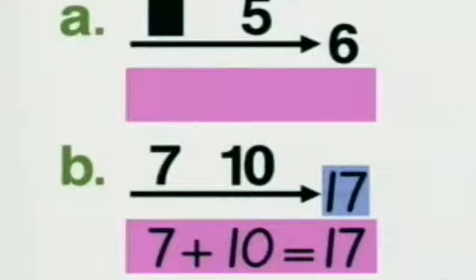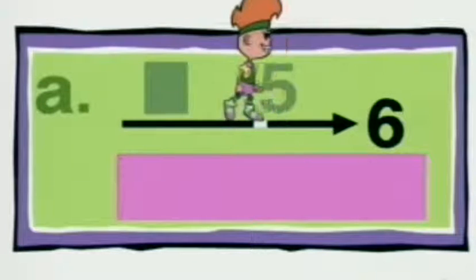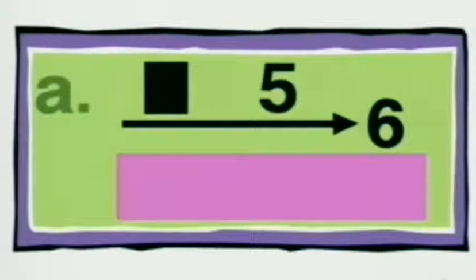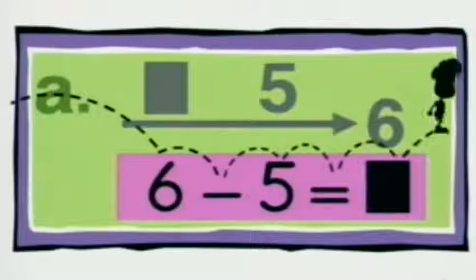Number families also show how to write subtraction facts. If a family has a missing small number, we always subtract to find the missing number. We start with the big number and subtract the small number. What's the big number in this family? We start with the big number 6 and subtract the small number. We go backwards along the arrow. The subtraction problem is 6 minus 5 equals how many?